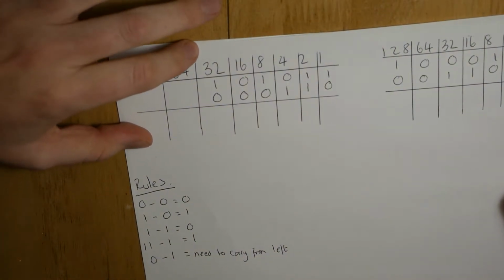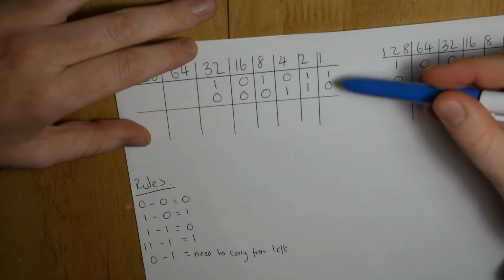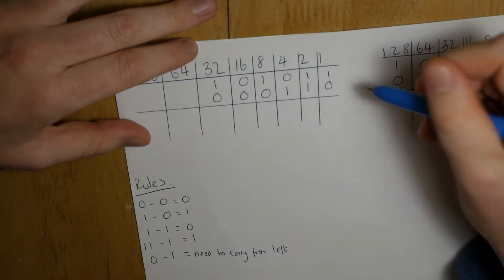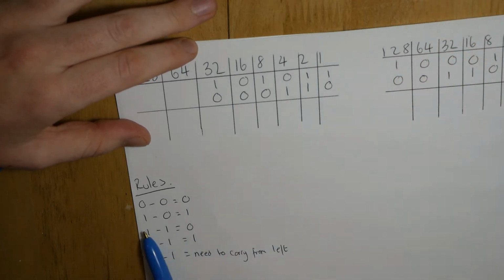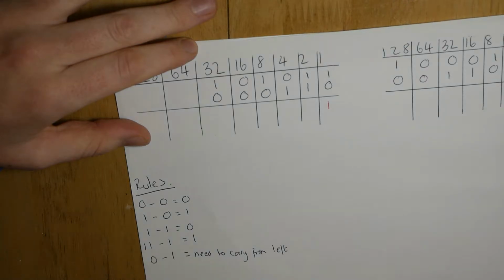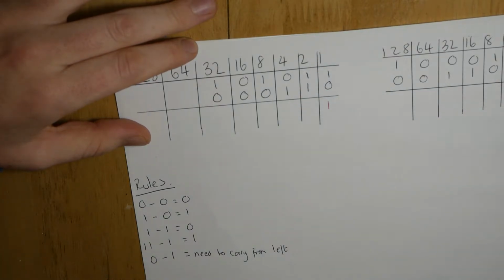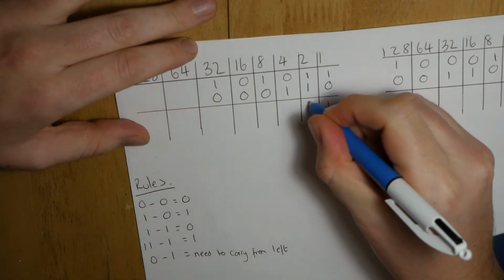So we will look through this first column. Much like addition, we'll start from right and work left, doing one column at a time. So we've got 1 take 0, cool, that's still 1. So we can pop our 1 down there. And then we've got 1 minus 1, which would be 0 if we look at the rules here. 1 minus 1, 0. Let's put that in there.